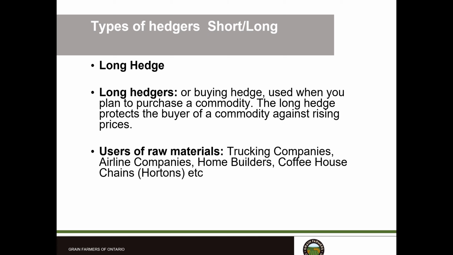An example of that would be someone as simple as Tim Hortons. They buy coffee futures because they know with third world countries, anything could happen. If the price of coffee were to explode, then all of a sudden the price of coffee has to go up at Tim Hortons, whereas somebody like maybe a Starbucks that hedged it wouldn't have to raise their prices. So the long hedgers are people worrying about prices going up because they use it as a raw material to produce something or to deliver it. Examples are trucking companies, airlines, home builders, coffee houses like Tim Hortons. So that's considered a long hedger.